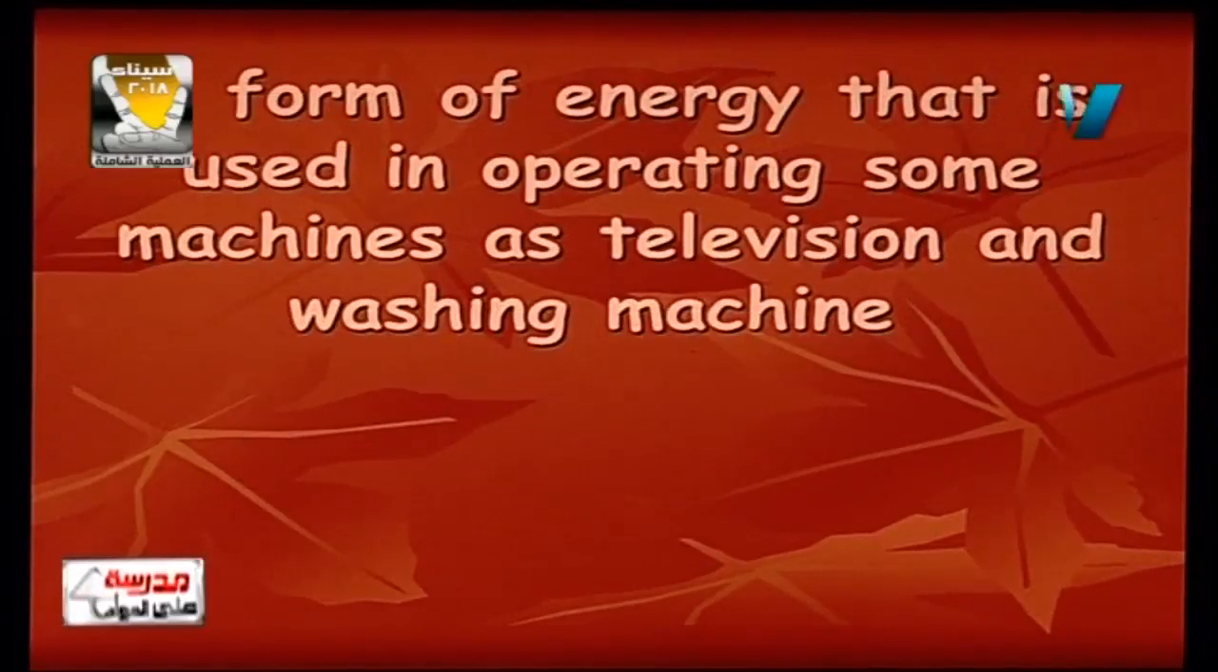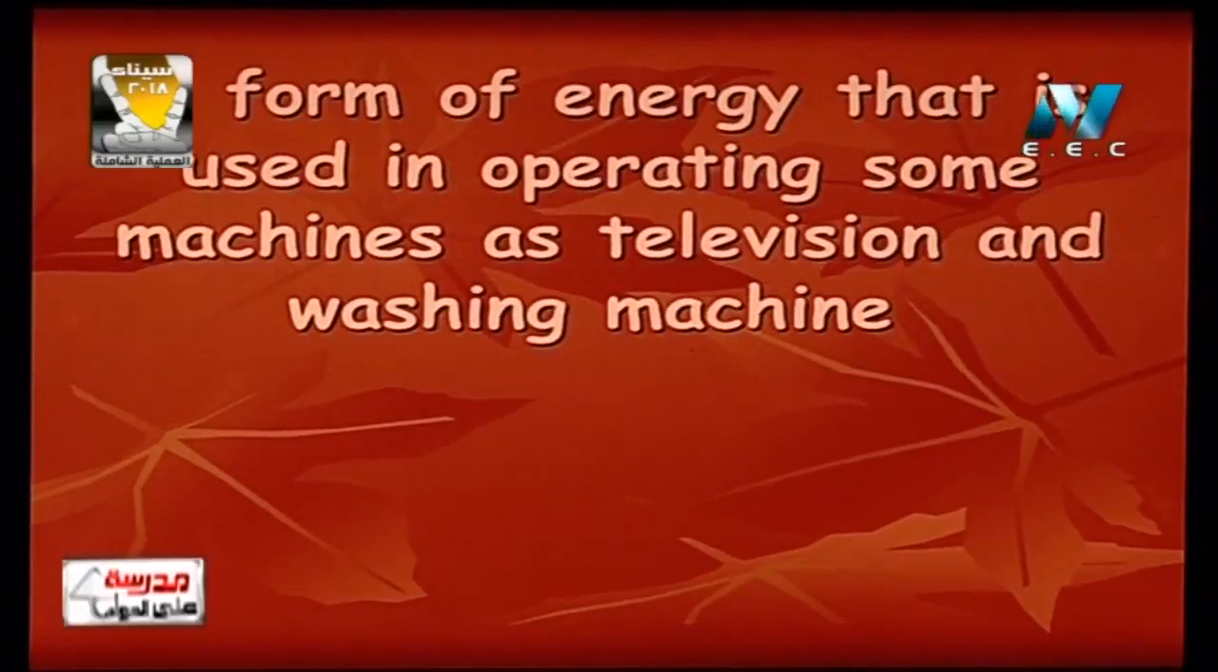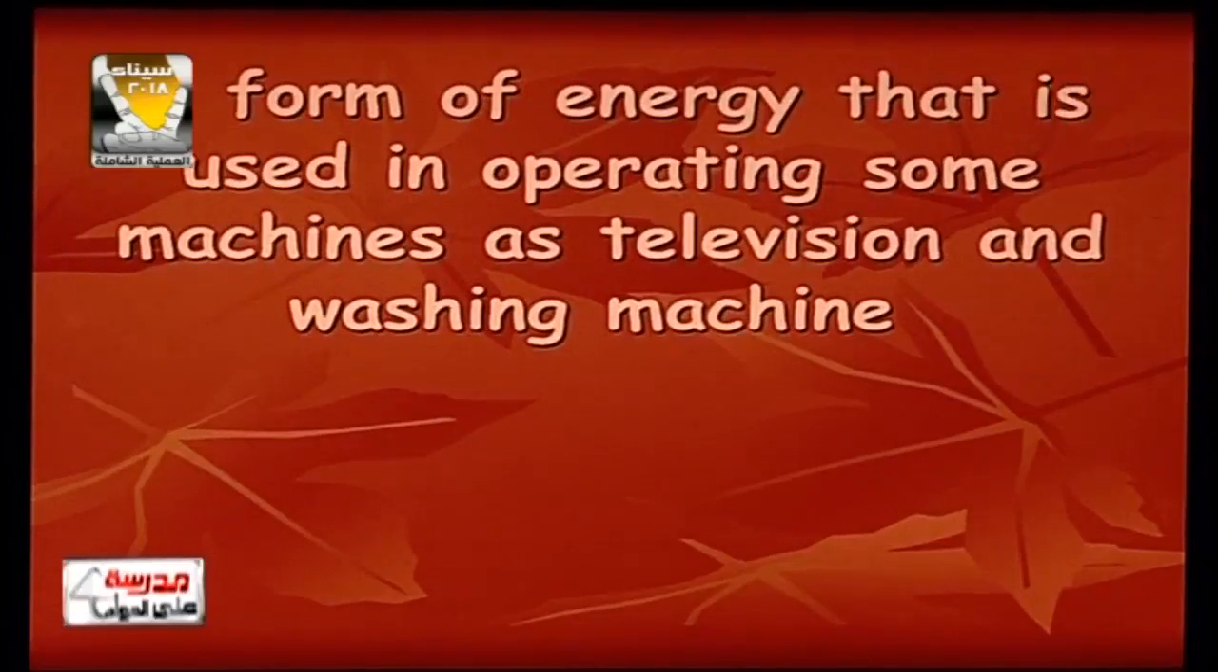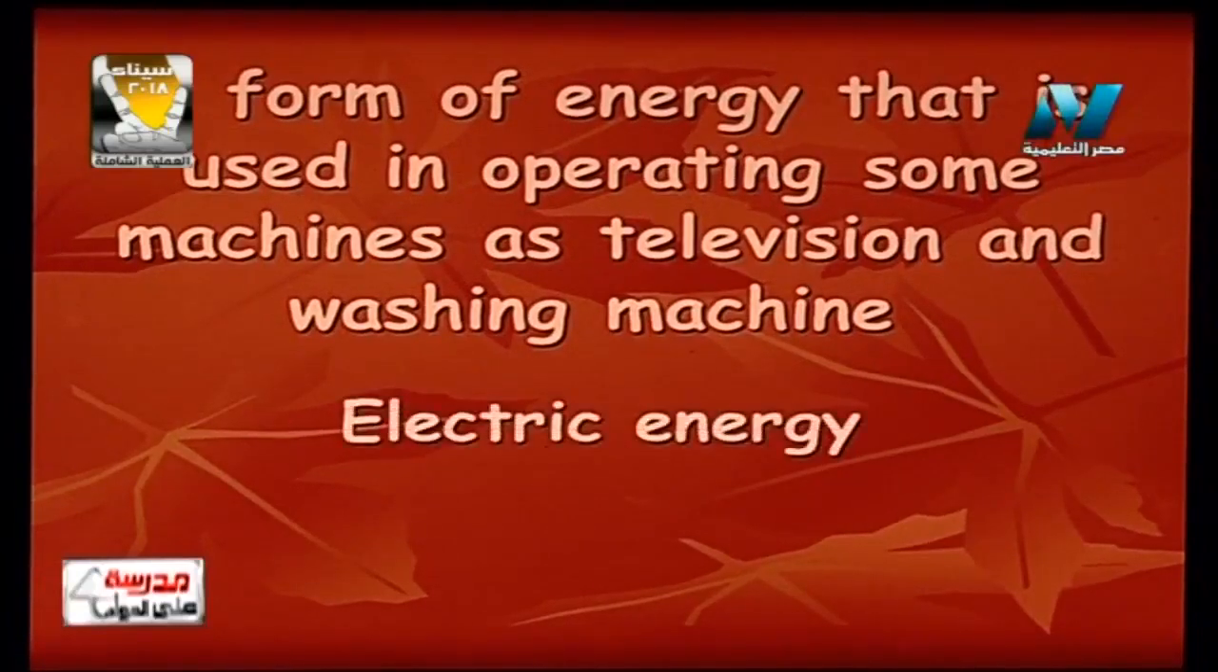Another question says a form of energy that is used in operating some machines such as television and washing machine. A form of energy used to operate electric devices. So it will be electric energy that we have studied this semester in detail, and we also started 2 lessons about electric energy, which are electric dangers and electric lamps. Again, a form of energy that is used in operating some machines such as television and washing machine will be electric energy.